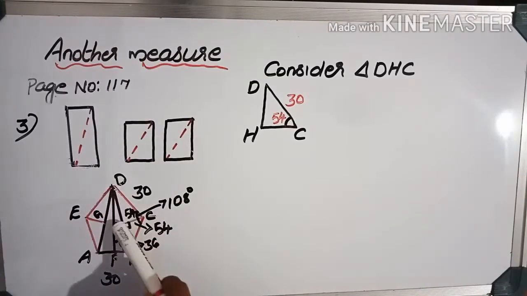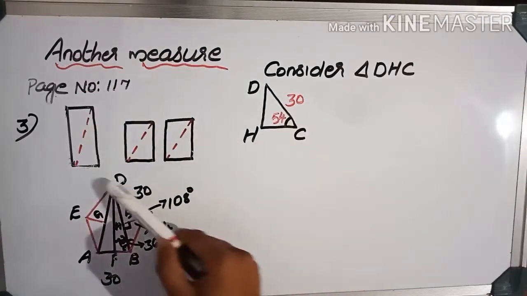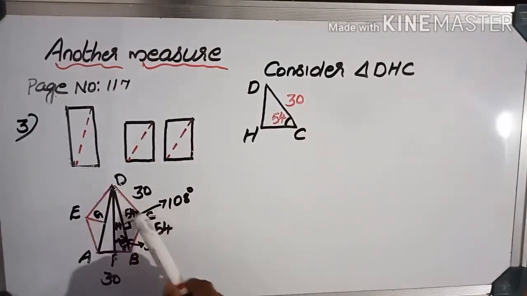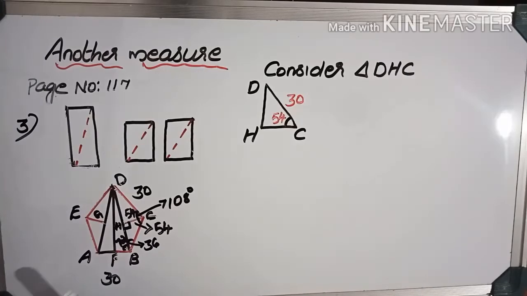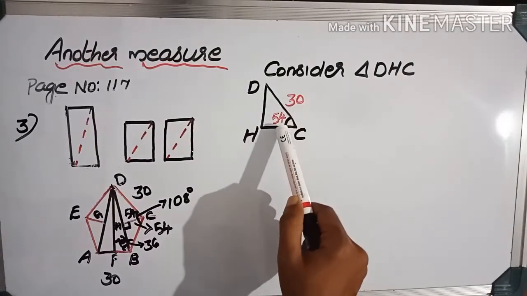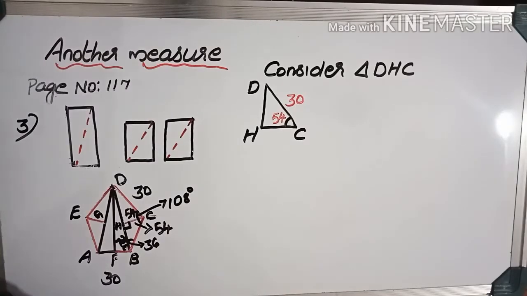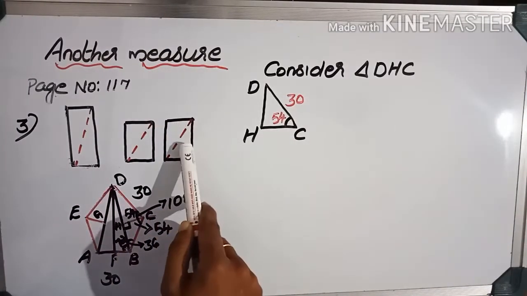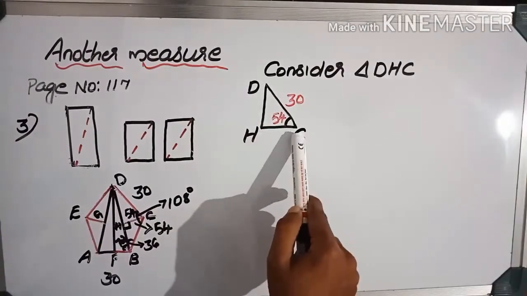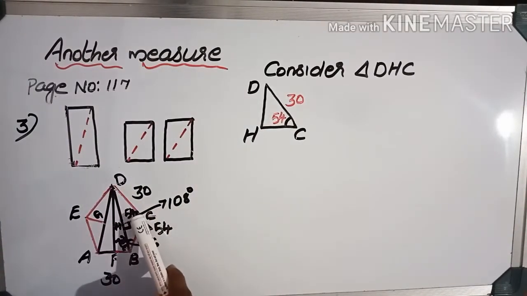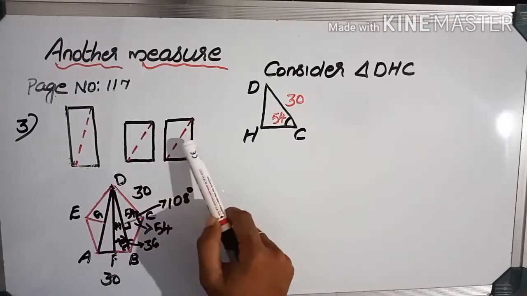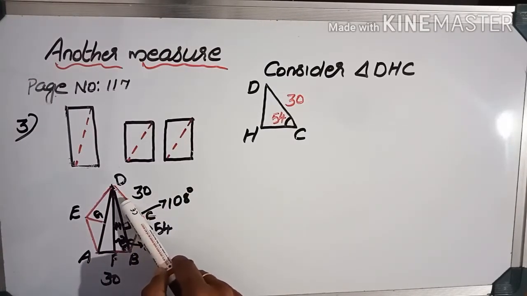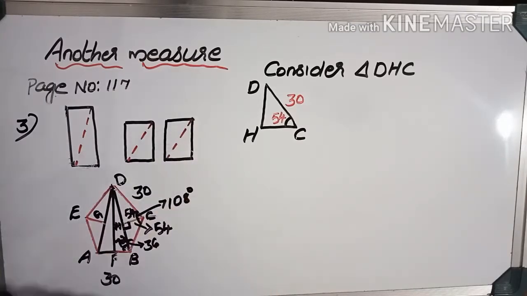So for that, in DHC, 54 degrees is given, and one side is given as 30, because DC is a side of the regular pentagon. So 30 centimeter here, 54 degree here, and we need to find the other sides. Here you can see that this DHC is this portion, half of the small rectangle. Check the figure properly, compare this portion and this portion. You can see that DHC is a part of the small rectangle.